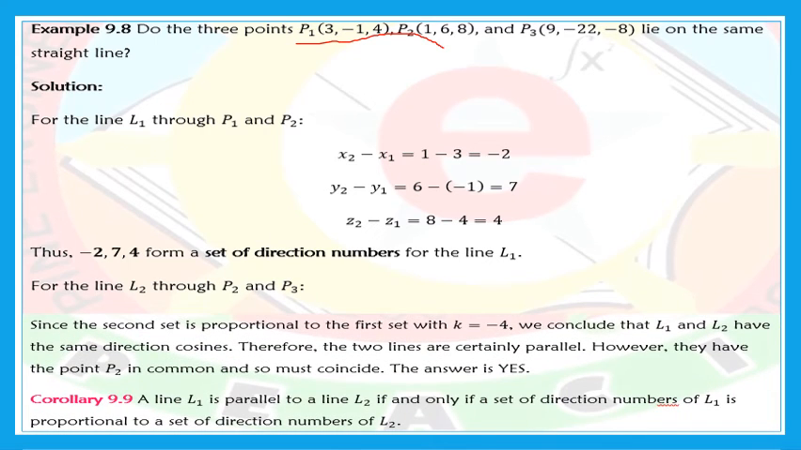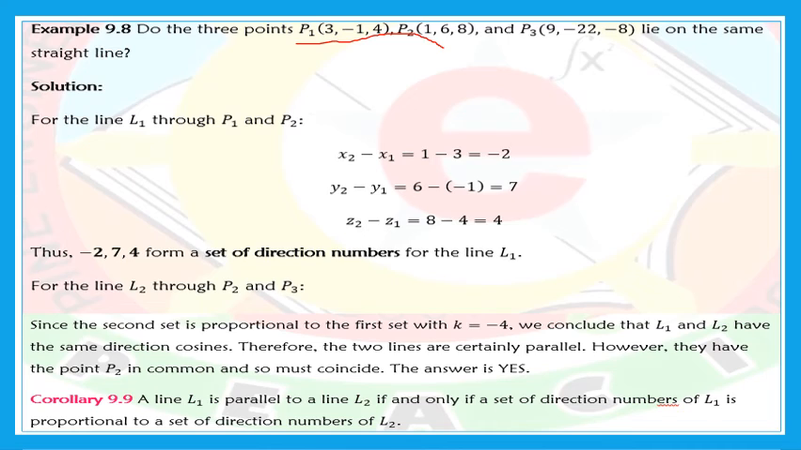Tandaan yan ha. So, since the second set is proportional to the first set, with k equals negative 4, tama di ba? Kasi negative 2 times negative 4 is positive 8. So, proportional siya doon sa pangalawang set of direction numbers. The same din kung si 7 times negative 4, di ba? Magiging negative 28. Tama ba? And then, si 4 times negative 4, magiging negative 16. So, proportional siya doon sa pangalawang set na direction numbers.